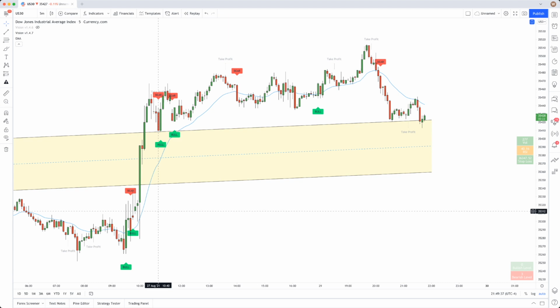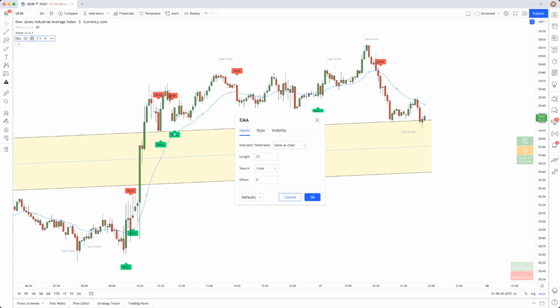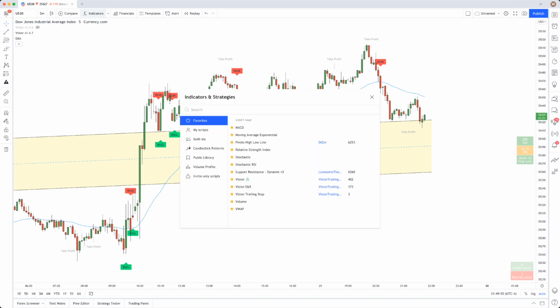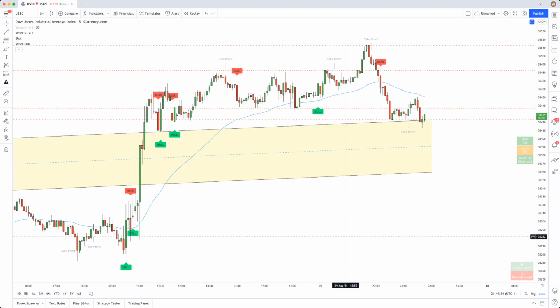And then other than that, it'd be the 50. And the same thing there, I would bump it up to a 51 just so you get that extra candle. Anyway, yeah, I use those. And then the SNR, the support and resistance deal, I would say that's mainly what I'm watching.